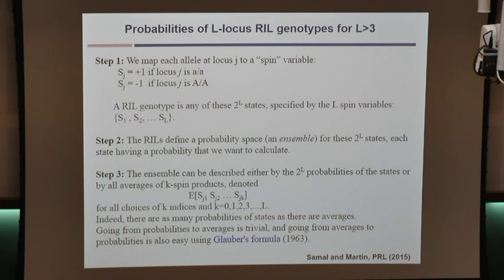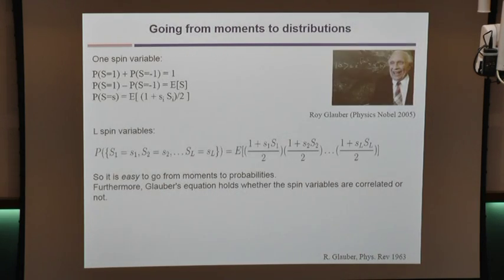So again, each step is done in great detail without missing anything in the supplement of this paper, so you are welcome to look at it if you are at all interested. So let's say we are able to compute these expectations. How do we go from these expectations to the probabilities of each of the RIL genotypes? That's given by a formula by Roy Glauber, which we exploit, which is the following.